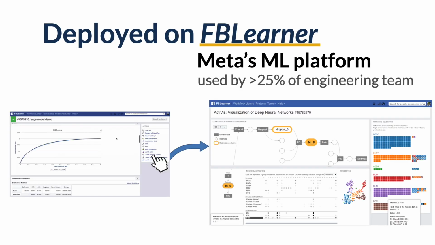And Activis has been deployed on the FBLearner platform, Meta's machine learning platform that's used by over 25% of the engineering team. What that means is that once a user has a model trained, they can just do one click, and then they can launch Activis.